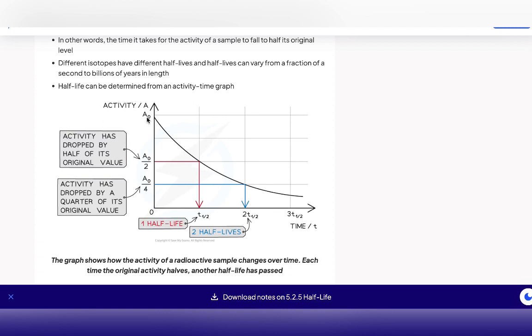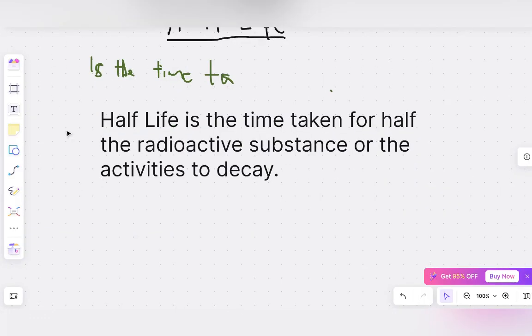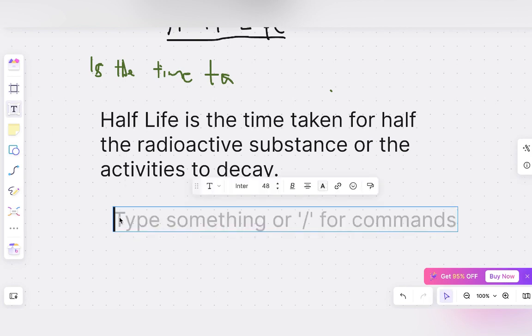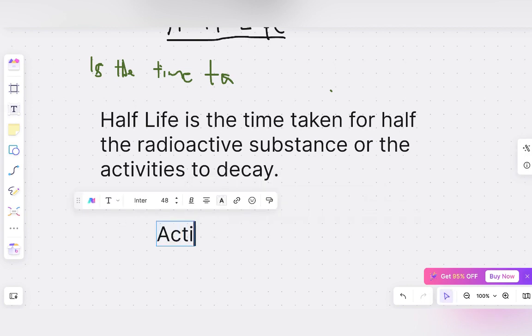Activity in half-life is measured in becquerel. The unit is becquerel, Bq. The symbol is capital B, small letter q. We always plot the activity of the radioactive sample against time. And when you do that, you'll be able to calculate the half-life.